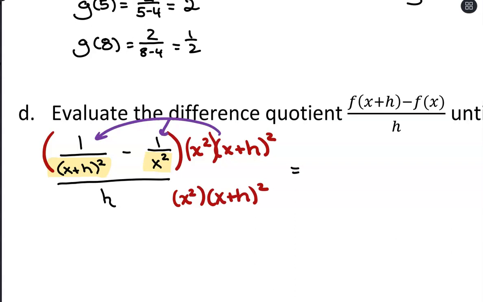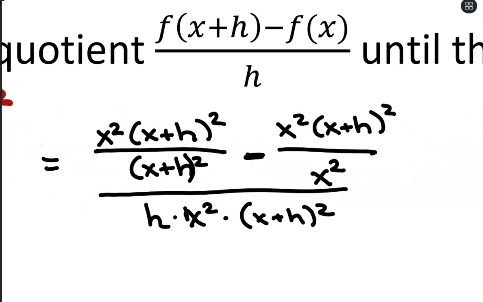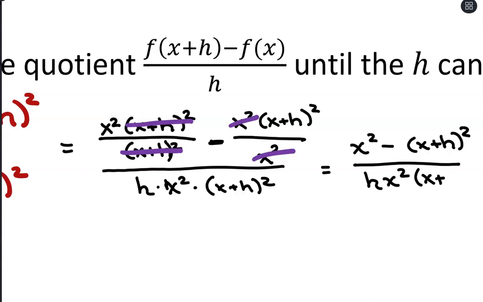So we'll have that x squared times x plus h squared divided by x plus h squared for that first term, minus x squared times x plus h squared from that multiplication over that denominator of x squared, all over h times x squared times x plus h squared. So when we multiply by the least common denominator, we're going to get these nice cancellations out, which is exactly what we want, so that we don't have a complex fraction anymore. So this is going to be x squared minus x plus h squared over h x squared times x plus h squared.